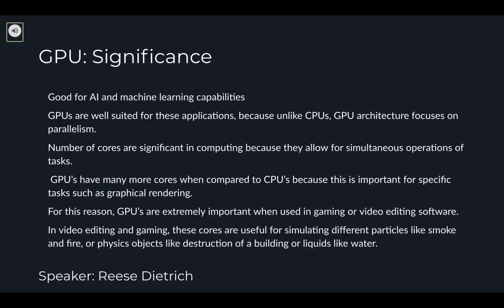GPUs have many more cores when compared to CPUs because this is important for specific tasks such as graphical rendering. For this reason, GPUs are extremely important when used in gaming or video editing software. In video editing and gaming, these cores are useful for simulating different particles like smoke and fire, or physics objects like destruction of a building or liquids like water. It's also important in AI and machine learning because you can run a lot of simultaneous simulations and tests all at once.